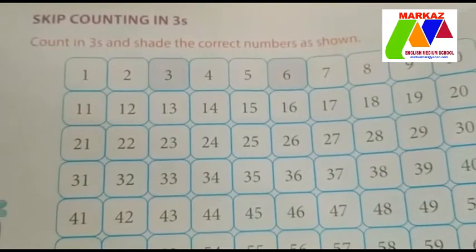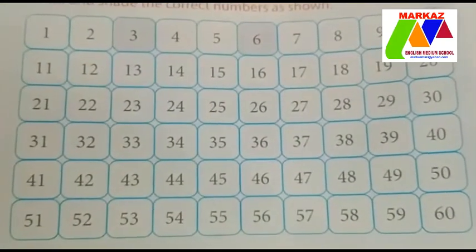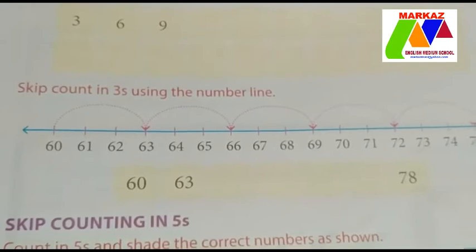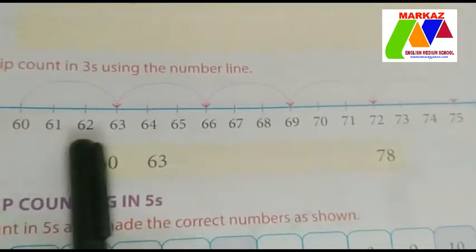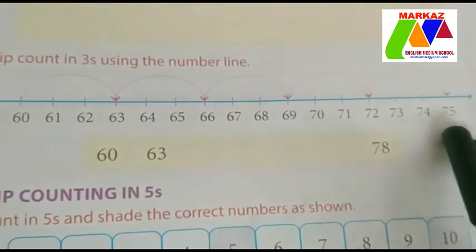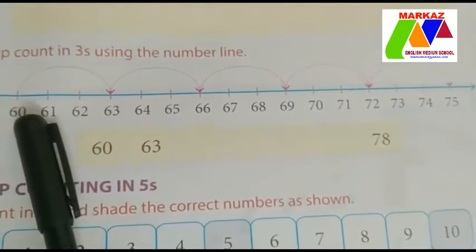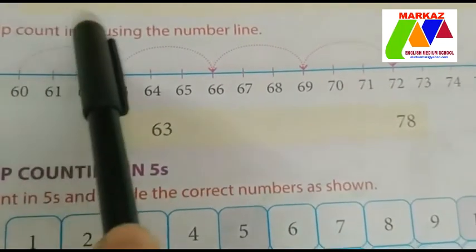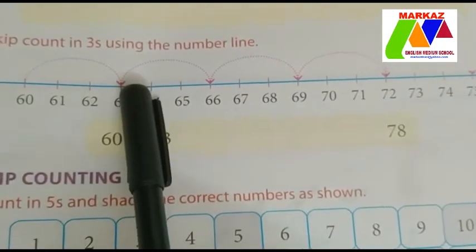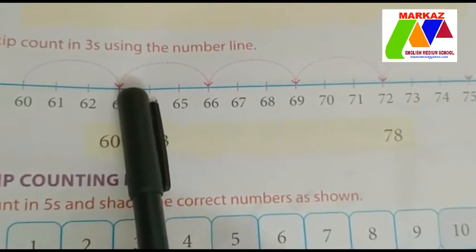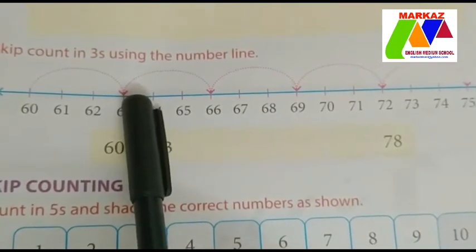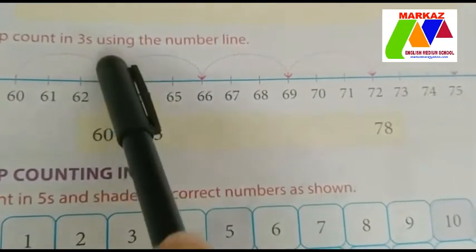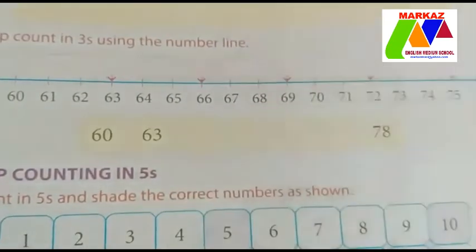Count in 3s and shade the correct numbers. All of you clear? Next, skip counting in 3s using number line. Here we can see one number line 60 to 75. So children, start from 60 and skip how many numbers? 2 numbers. Then reach the third number. Clear? This is the method of skip count in 3s using number line. Clear? 63. Then we skip 2 numbers and reach the third number.